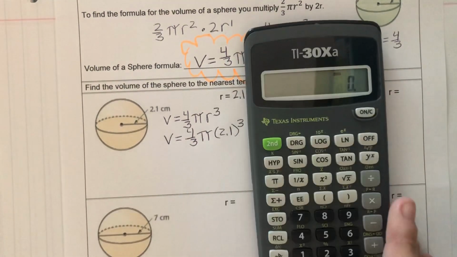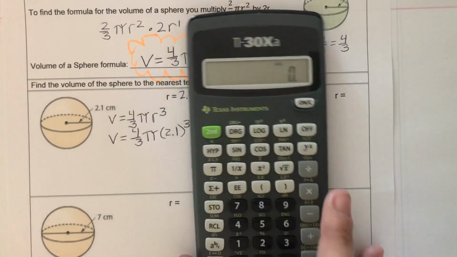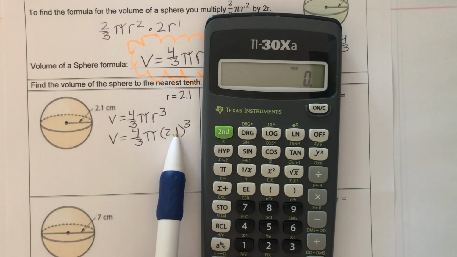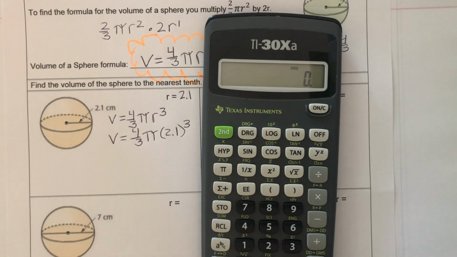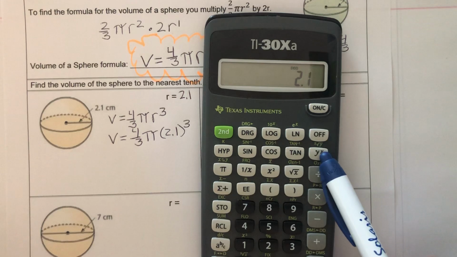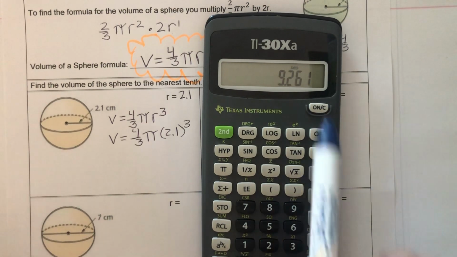So now I'm going to use my calculator. I need to substitute in 2.1 cubed. So I'm going to write 2.1. And then in order to cube this number, I'm going to hit this button right up here. This allows me to pick any exponent. So I'm going to hit it, and my exponent is 3, and hit equal. So 2.1 cubed is this.